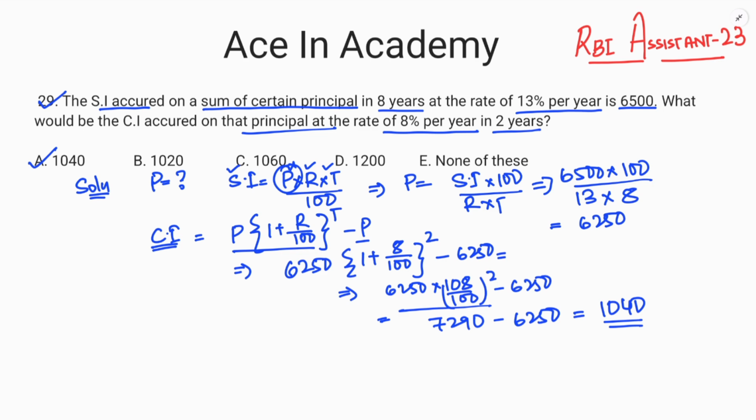So to solve this question, what we actually did was, we first calculated the principal by using the formula of simple interest. We rearranged it and we got that principal is equal to simple interest into 100 by r into t. Now from that we got the principal as 6250, and then we put it in the formula for finding out the compound interest. So that is equal to principal into 1 plus r by 100 raised to power t. So for that, we just had to put the values and calculate the compound interest, that is equal to 1040.